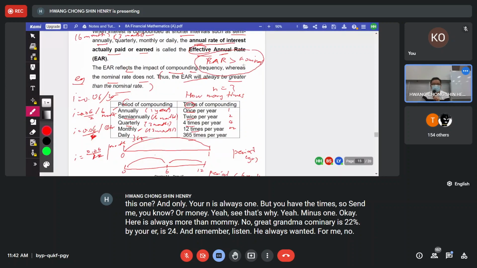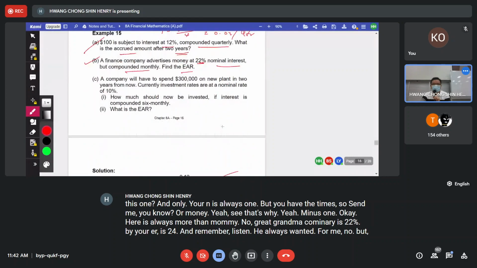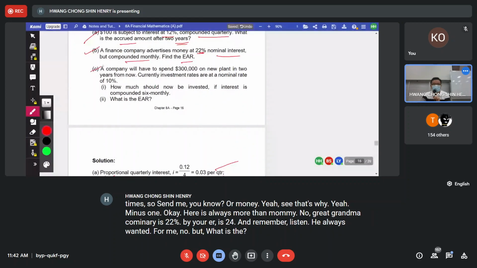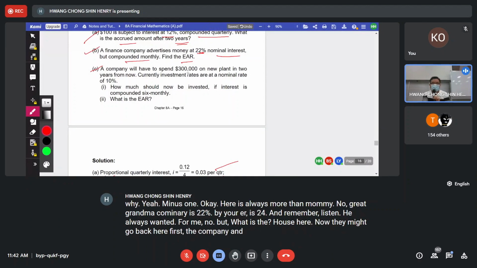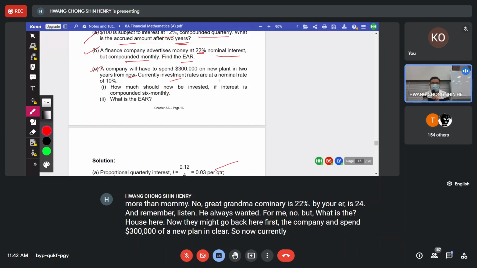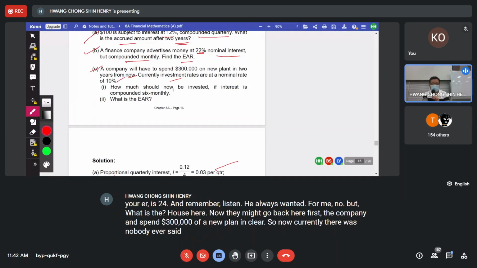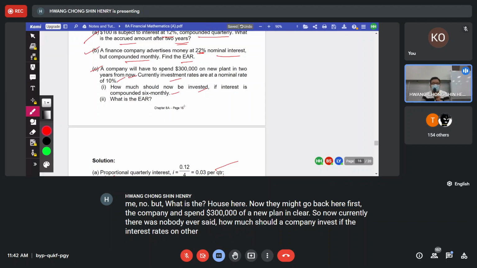Okay, but never mind, go to the class exercise first. The company will spend 300,000 on a new plant in 2 years from now. Currently, the investment rate is nominal at 10%. How much should the company invest if the interest rate is compounded 6 monthly? So let's answer this one first.